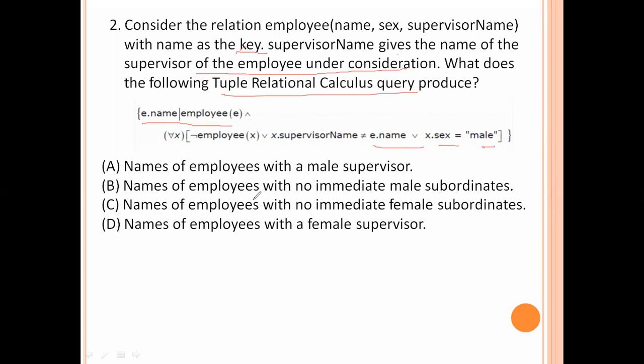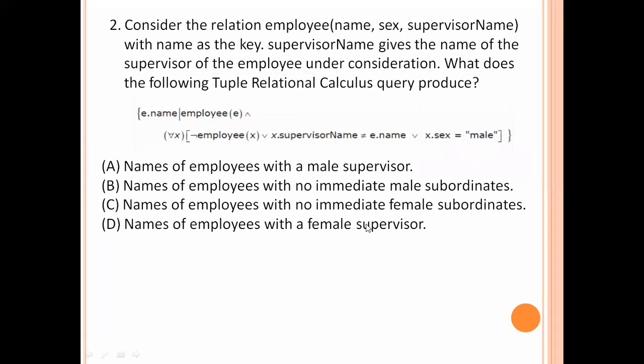Now we see that this query selects all those employees whose immediate subordinates are male. In other words, it selects the names of employees with no immediate female subordinates. It selects only males as subordinates of the supervisor. Remember, with no immediate female subordinates. So if there is no female subordinate, this is the right answer. So option C is the right answer.